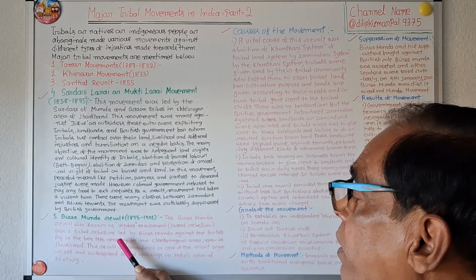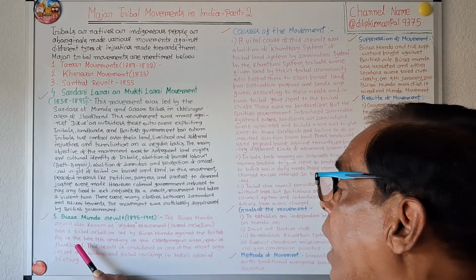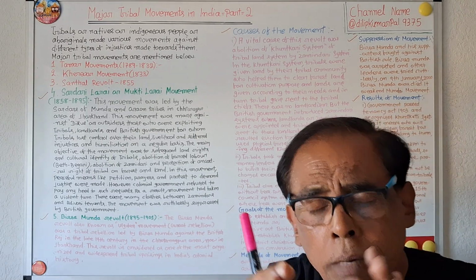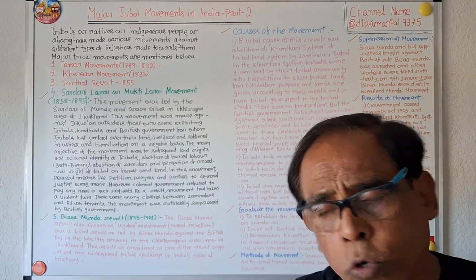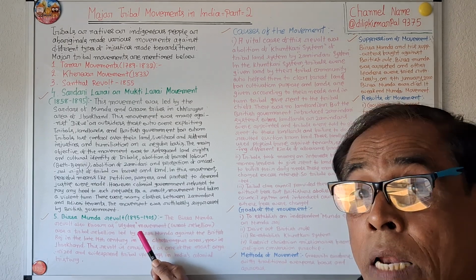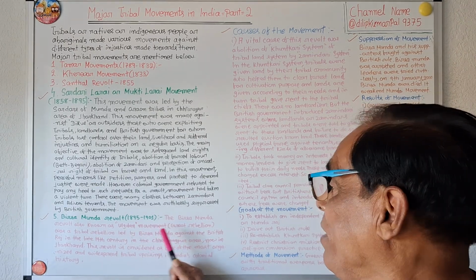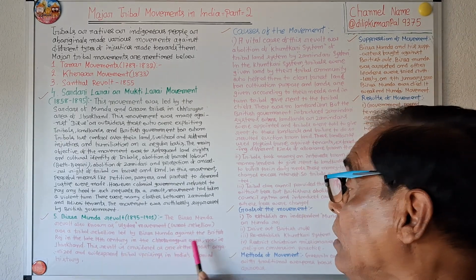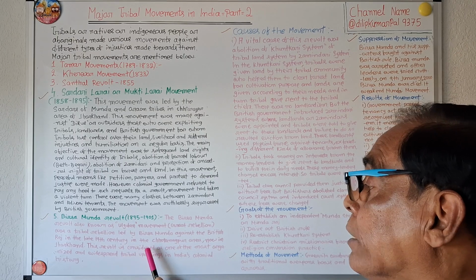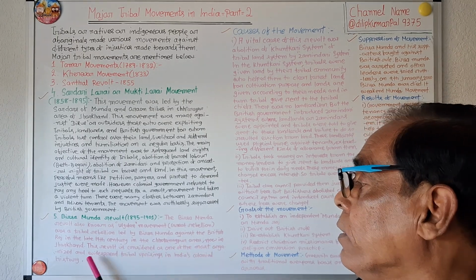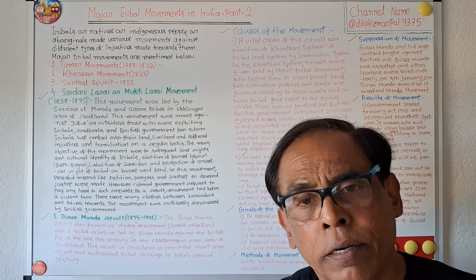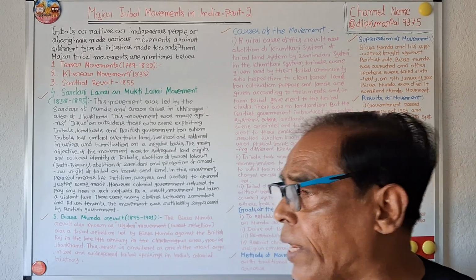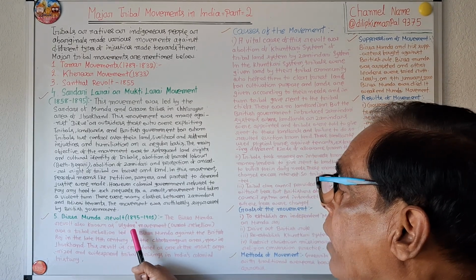It was a tribal rebellion led by Birsa Munda against the British Raj in the late 19th century in the Chotnagpur area, now in Jharkhand. This movement was otherwise known as the Ulgulan movement or Great Rebellion.